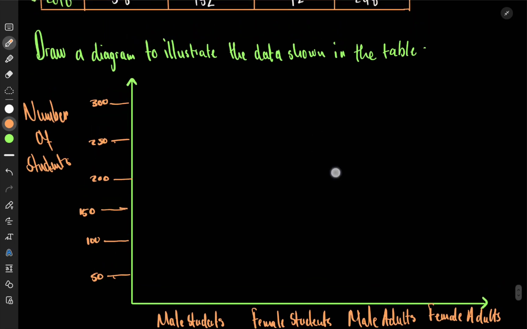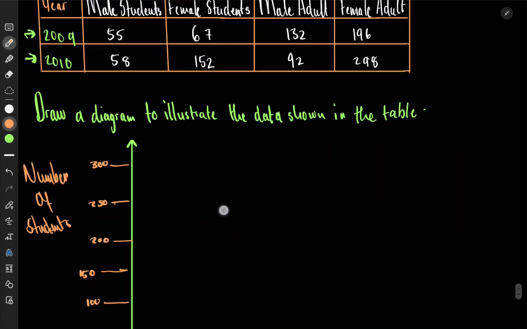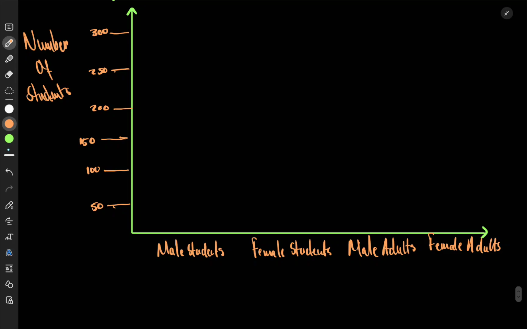Now we'll be putting our values. 2009, it was 55. 2010, it was 58 for male. So 2009, I'll put 55, nice and clear, just over 50, like this. And then 2008, I will go ahead and put 58. So it's a little bit bigger like that. Okay. So that is what you do on your comparative bar charts.